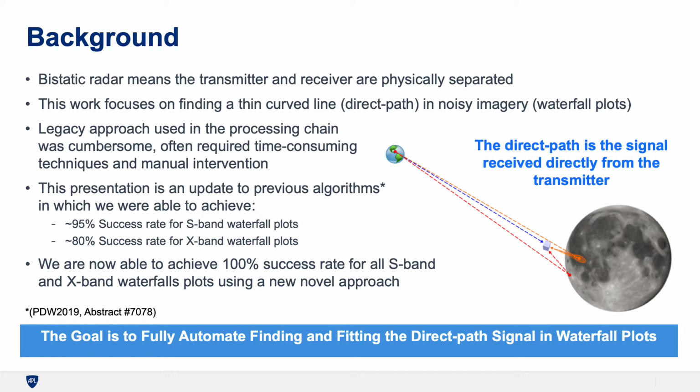The direct path is the signal received directly from the transmitter. It shows up as a sparse thin curved line in the radar waterfall plots. There are also other signals present, such as backscatter or diffuse reflection, and forward scatter, which is the specular reflection of the signal. Our previous approach in finding the direct path occasionally required a human in the loop, but now we're able to find and fit it for every collect that we've taken.